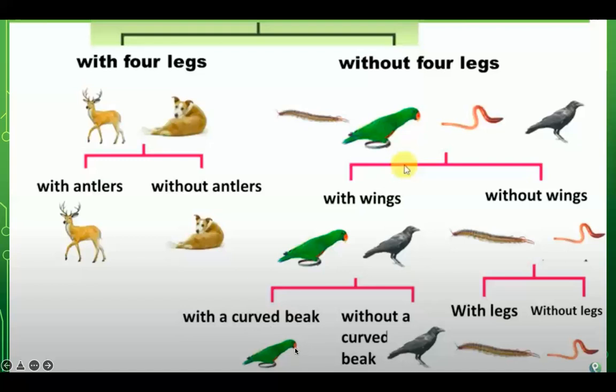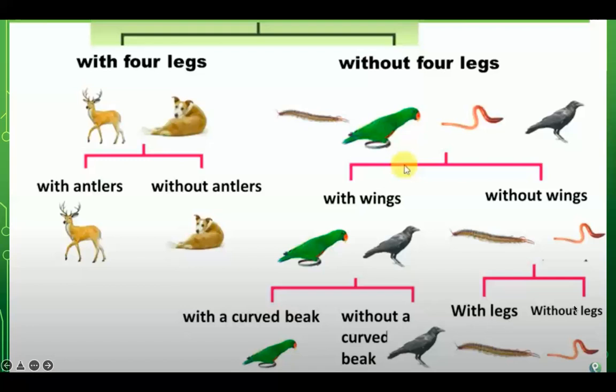Beak means this. Similar to the tip of the leaves, here the mouth is actually adapted as a beak to capture their food. There is a mechanism of capturing the food. They have a beak, not a mouth like us. The beak is curved in the parrot, but here you can see the crow. It's not much curved. It seems straight, right? Not a curved beak.